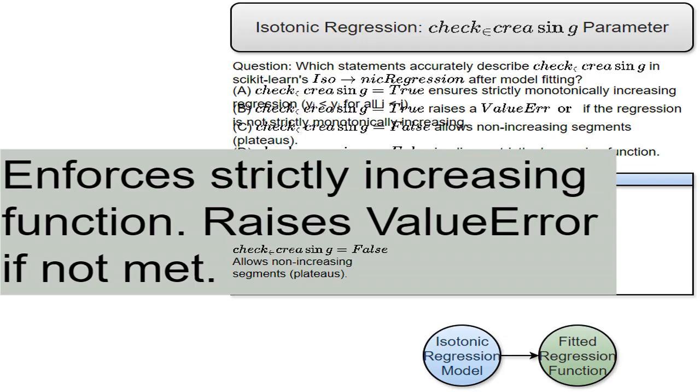Here, I'm setting _check_increasing to false. This tells the isotonic regression model it's okay to have plateaus or flat sections in the fitted function. It doesn't have to strictly increase at every point. The function can stay level for a while, but it will never decrease.